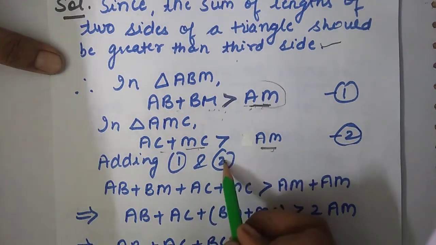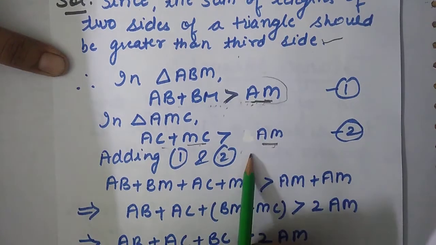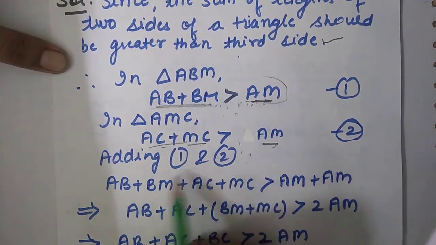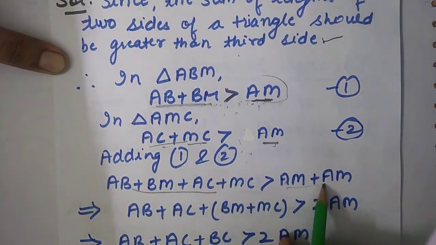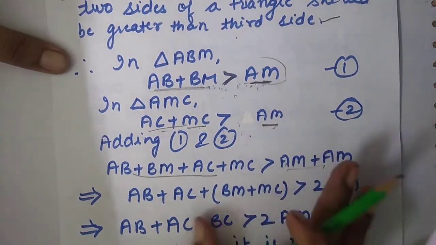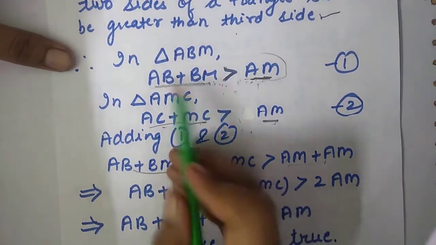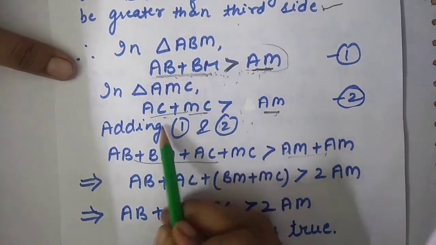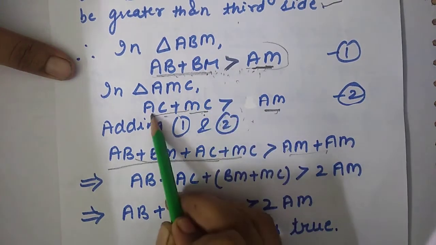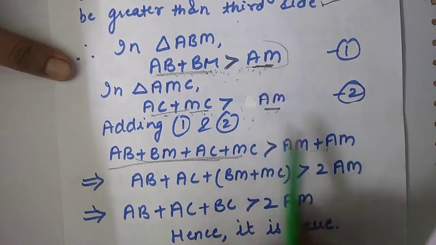Now these two equations are formed using these two triangles. Now I will add these two equations. How will you add them? Left side must be added to left side and right side must be added to right side. So you write AB plus BM plus AC plus MC. This is our left side, and on the right side AM plus AM.